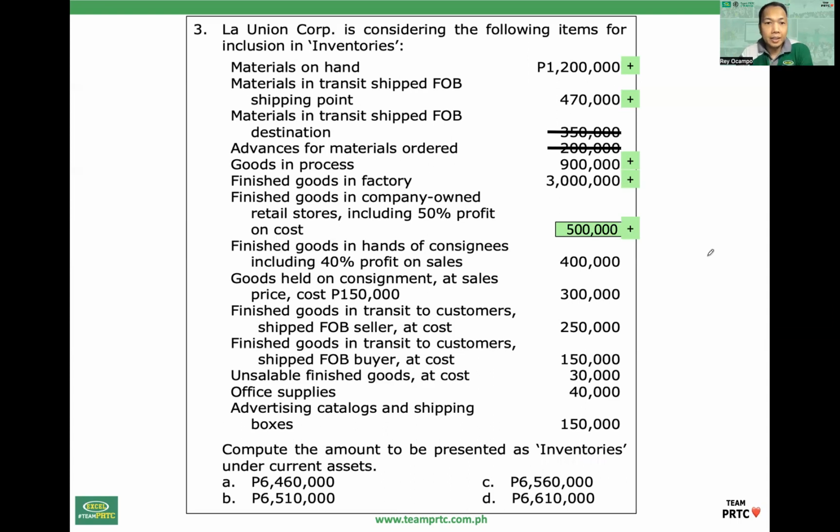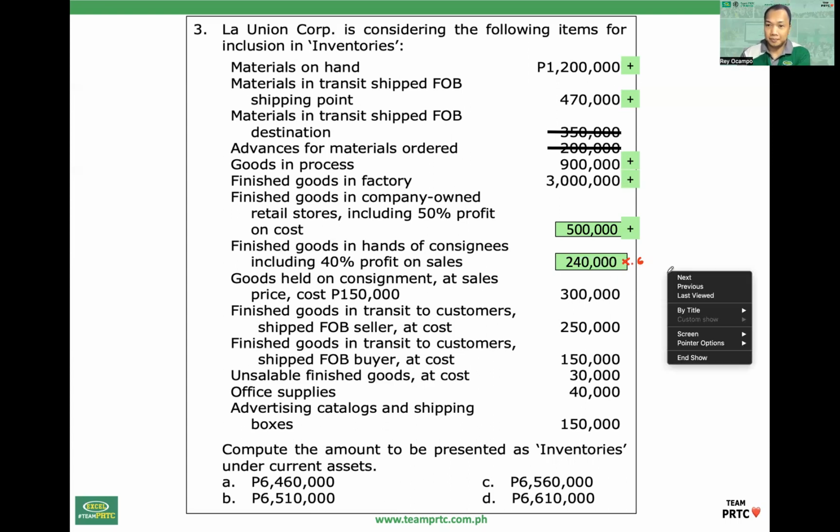Okay. Next, finished goods in the hands of consignee. The entity is the consignor. So who is the owner of goods on consignment? The consignor. So the entity is the consignor. Include. But the amount includes profit. This time the basis of the profit is sales. So if the profit is 40%, the cost is 60%. So times 0.6. 400,000 times 0.6, at cost, is 240. Include 240.